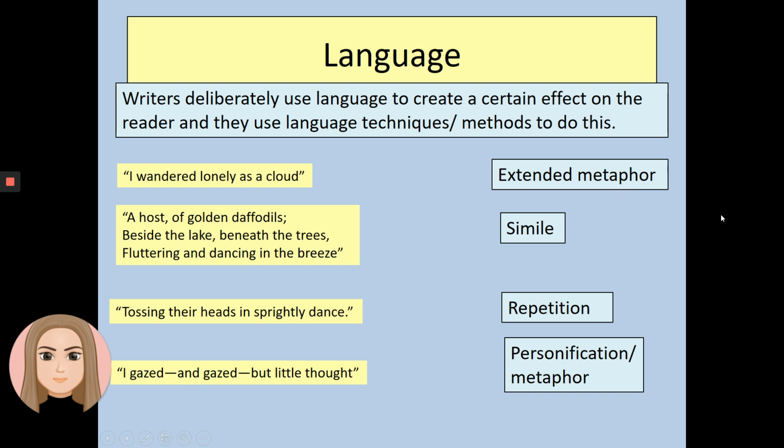Now you can number them 1 to 4, if that makes it easier for you, and just jot them down so you've got an idea in your notebook. But I want you to match up the quotations over here with the language technique over here, okay? You need to pause the video for a few minutes as you match the quotations to the techniques up, all right? Off you go. Just pause the video until you finish doing that.